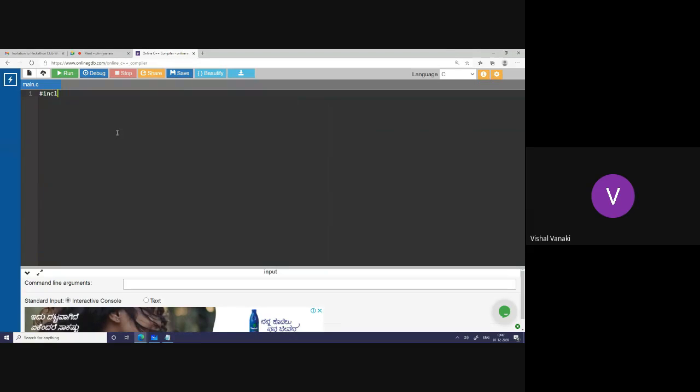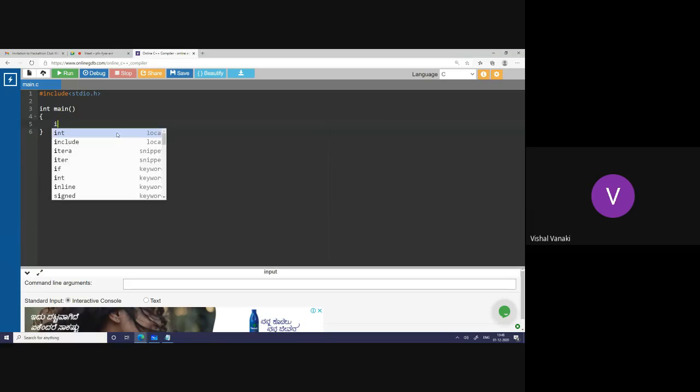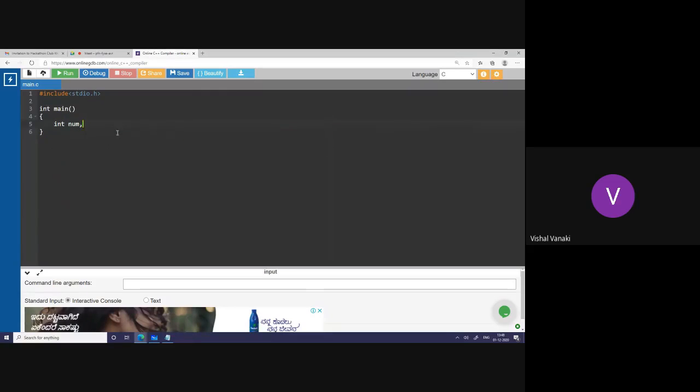Now, see here. Let's start with my program. Hash include stdio.h. In this one, the first thing is I'll start with my main function, because that's where the program will start executing, isn't it? Right now, first I need one variable num to store the input. The next thing is I need one count variable, which is initialized to 0.